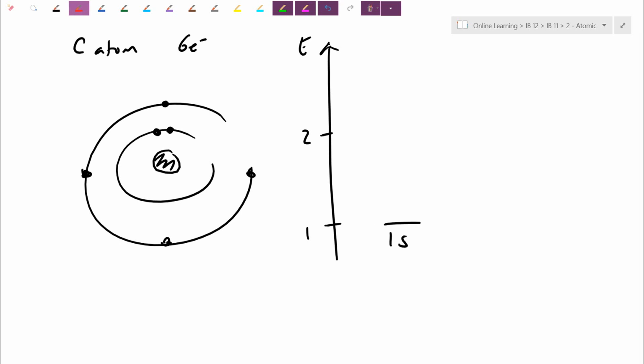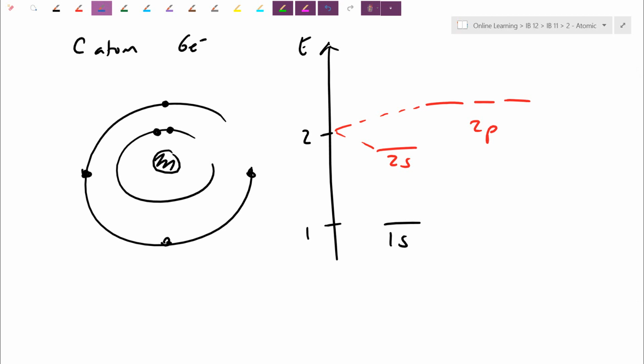Floor number 2 was when I started saying there's going to be a split. So floor number 2 can have either an S kind of room or it can have a P kind of room. Whenever the P kind of room shows up, it always shows up in sets of 3. Right? And then what we did is we Aufbau. Right? I add electrons lowest energy first.